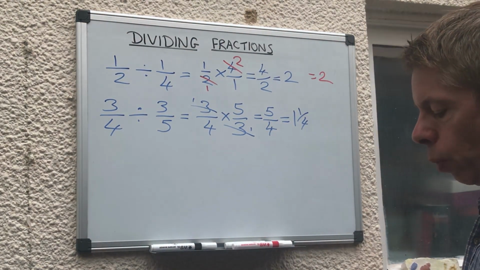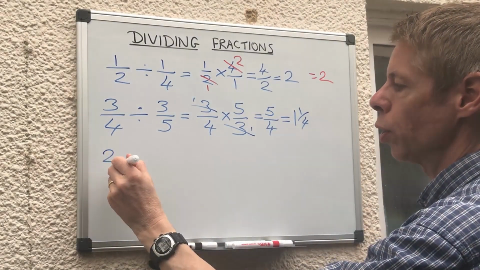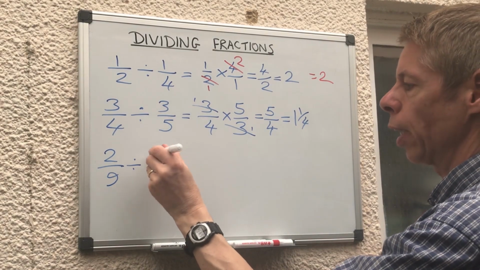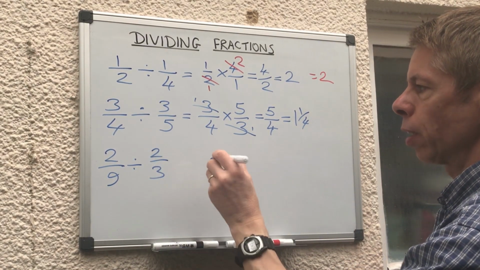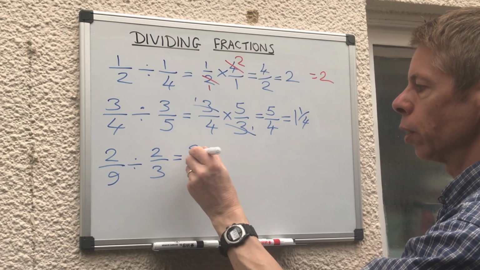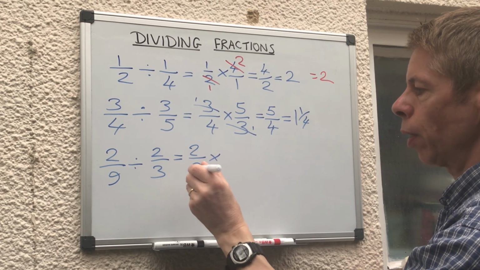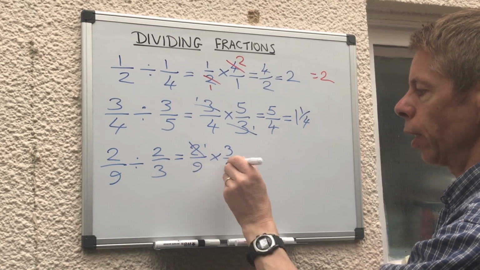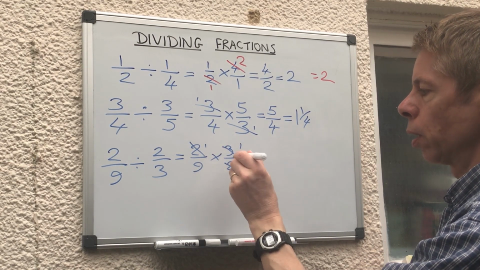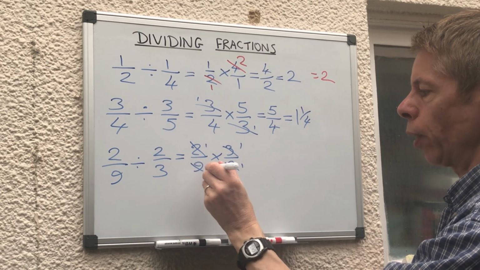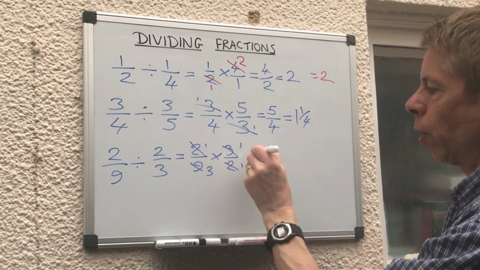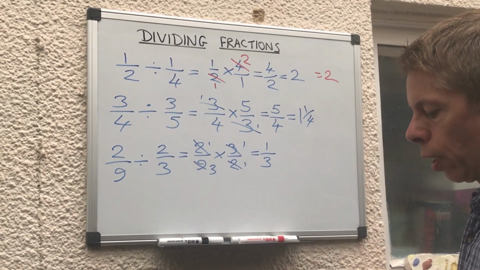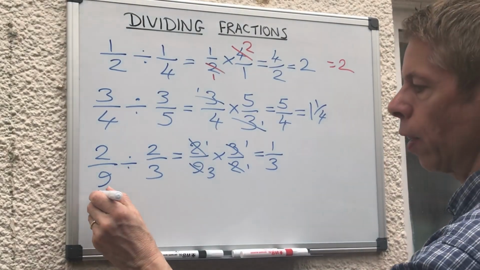Okay, our next one is 2/9, and we're going to divide that by 2/3. So that equals 2/9 multiplied by the inverse of that, which is 3 over 2. Just simply cancel those out. So divide that by 3, you get 1, divide that by 3, you get 3. And you can see 1 times 1 is 1, 3 times 1 is 3, so the answer to that is 1/3.